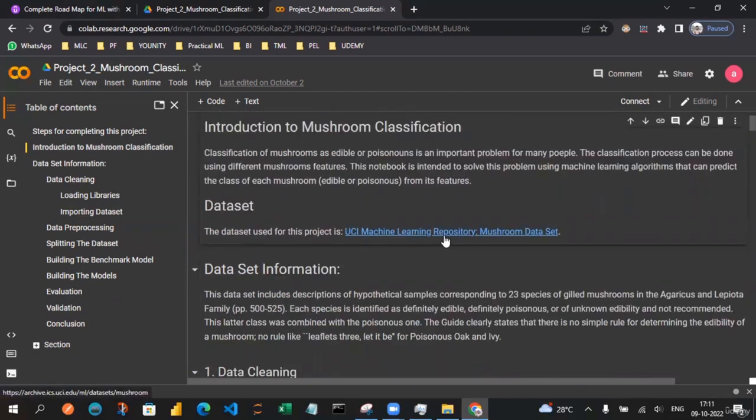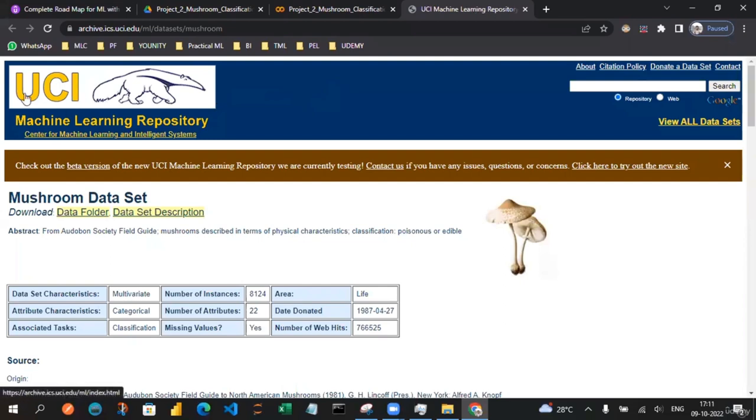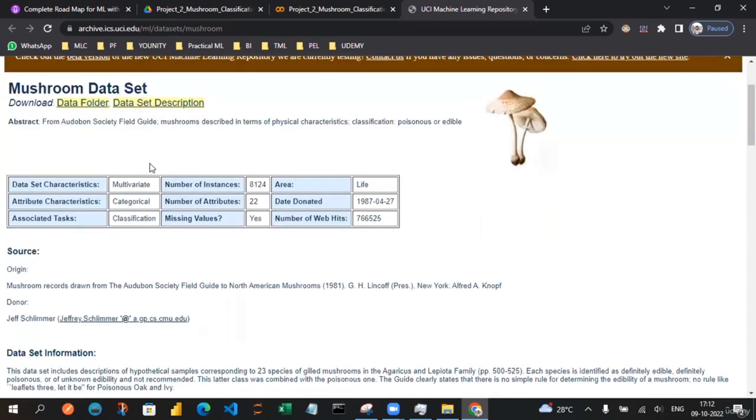If you just click on this link, you will be able to find the data set corresponding to the mushroom classification task. For those of you who don't know about the UCI repository, it is the machine learning repository for all the different data sets, which may be used for classification tasks, regression tasks, or maybe time series data. You can download the data set from here, or else I will share the data sets with you in the description link so that you can download from that.